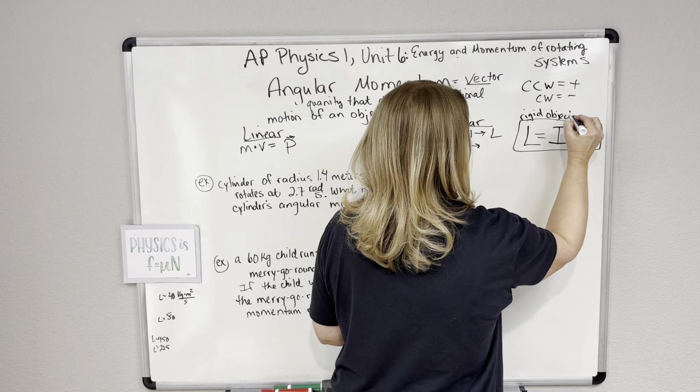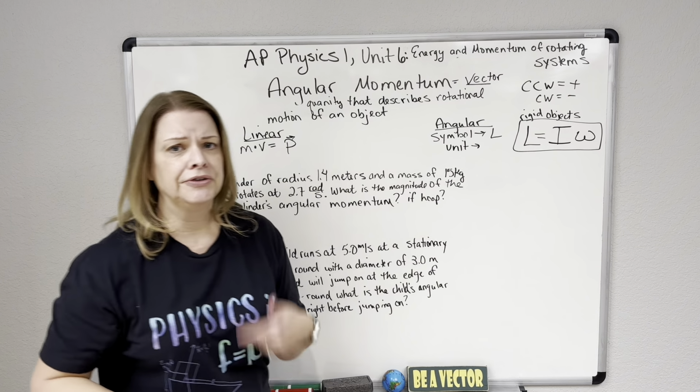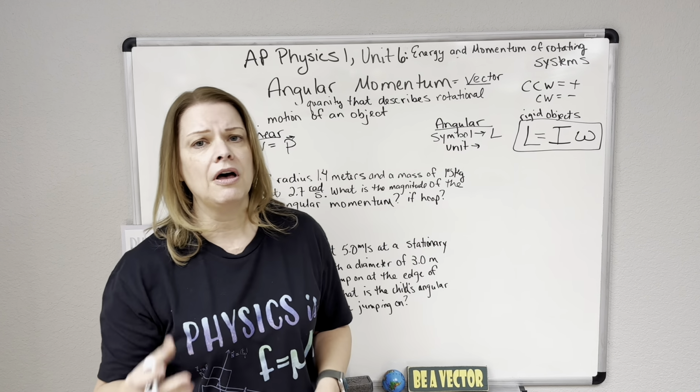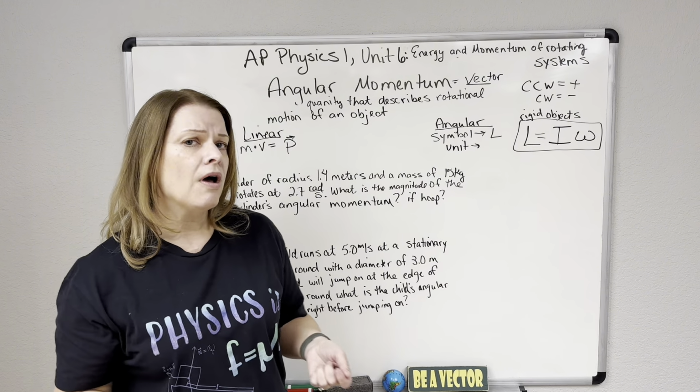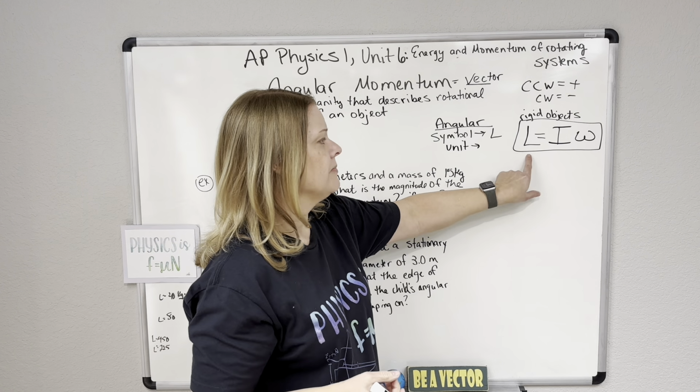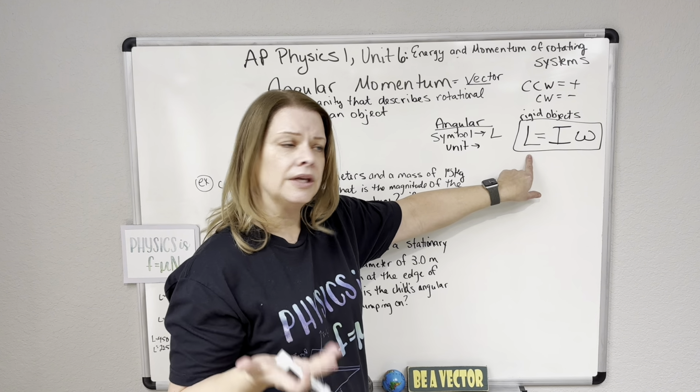What do I mean by rigid objects? I mean cylinders, discs, hoops, spheres, hollow spheres, solid spheres, rods, anything that's like a rigid object. That is going to be the equation.